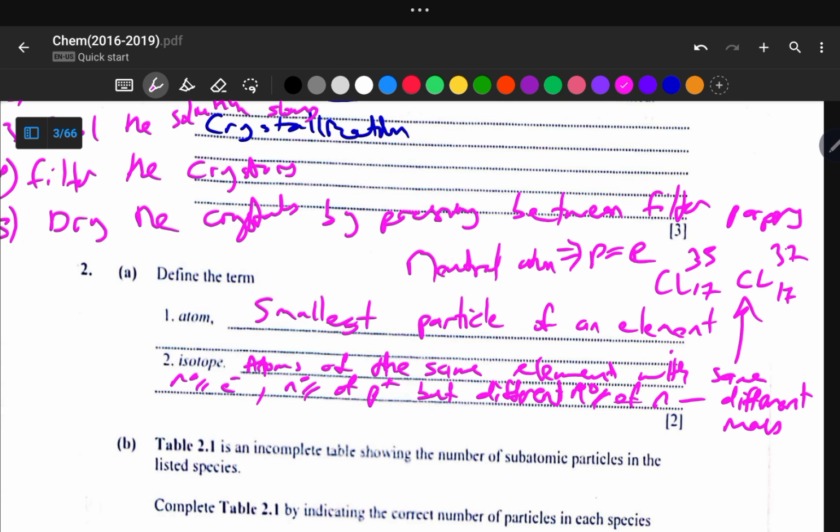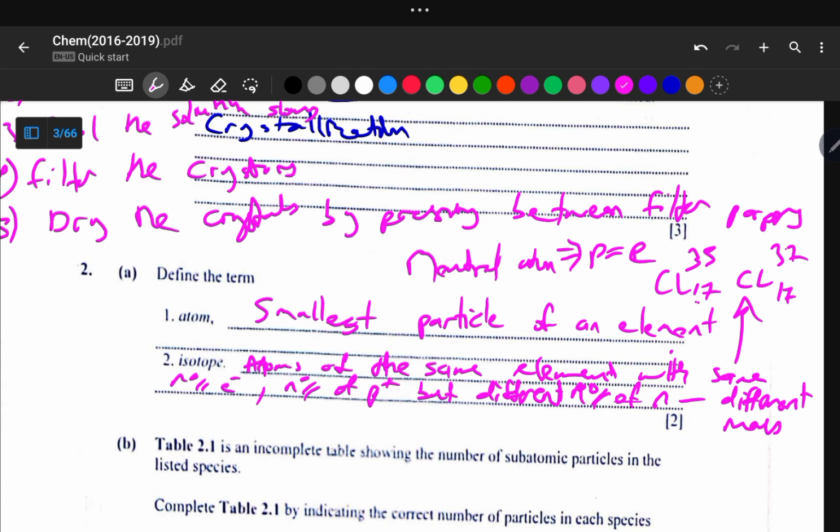So chlorine has got 17 electrons and 17 protons. But here, 17 electrons and 17 protons, right? So what made this mass number 35 differ from this mass number 37? It is the difference in the neutron number. The number of neutrons differs between these two atoms, right?